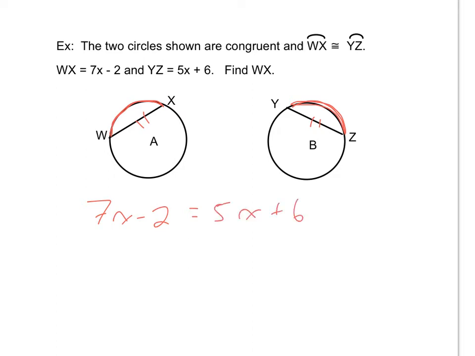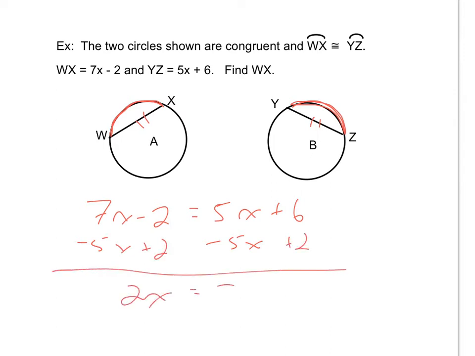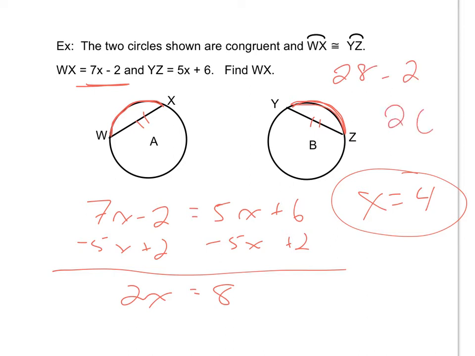I'm going to do some simple algebra. I'm going to subtract the 5x from both sides, and add 2 to both sides. It looks like I'm going to get 2x is equal to 8. Therefore, divide by 2, x equals 4, and now my answer is to find the length of WX. Well, WX was 7x minus 2. 7 times 4 is 28, 28 minus 2 is 26, and that's the answer I'm looking for.